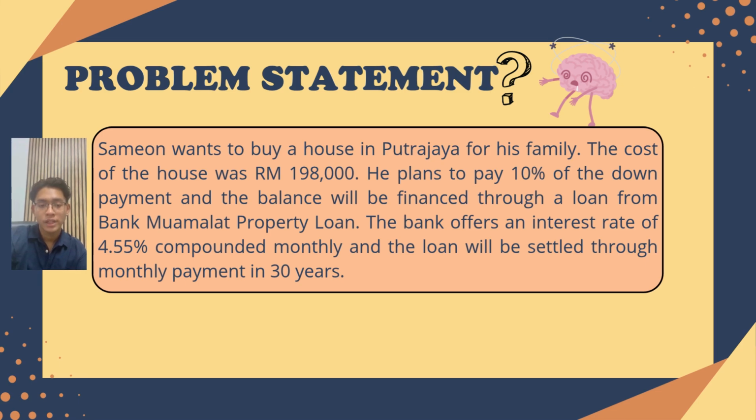Problem statement. Samion wants to buy a house in Putrajaya for his family. The cost of the house was 198,000 ringgit Malaysia. So he plans to pay 10% of the down payment and the balance will be financed through a loan from Bank Muamalat, property loan. The bank offers an interest rate of 4.55% compounded monthly, and the loan will be settled through monthly payment in 30 years.